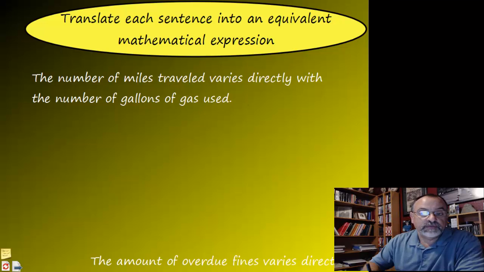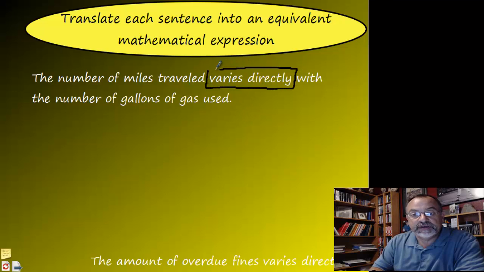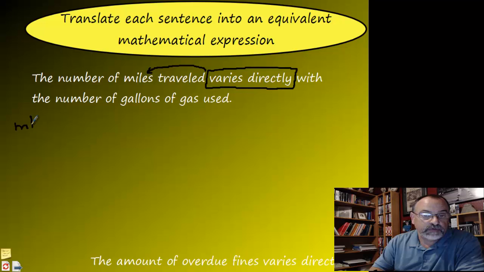Again, the number of miles traveled varies directly with the number of gallons used. So this is the phrase that sets everything apart for me. Miles is going to be my y, so I need a variable for that. We'll let m be that in this one. And then it varies directly with the gallons used, so gallons of gas. Let's make that z.